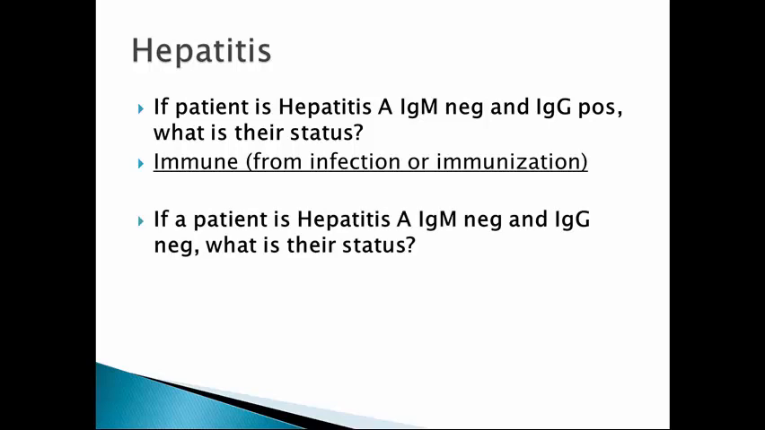So if a patient is IgM negative as well as IgG negative, what's their immune status? They got nothing. They have no immunity. Now remember, as long as someone has a hepatitis A IgM positive, they are infected. Because remember, IgM indicates active infection or acute infection. IgG indicates immunity.